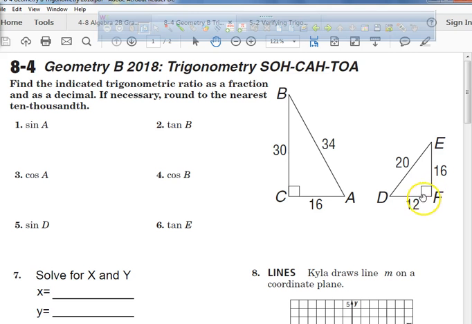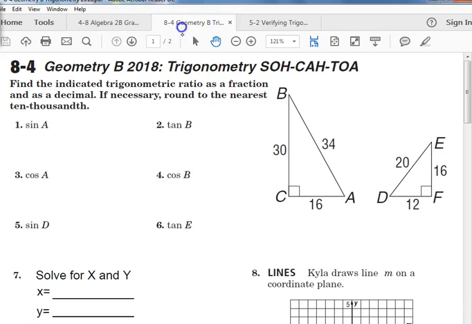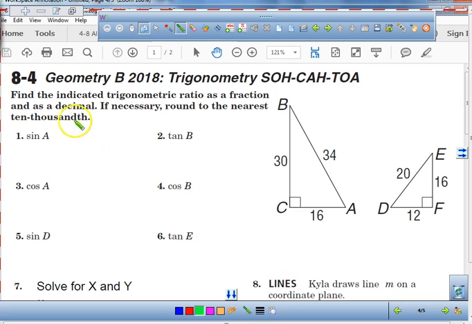All right, right now we're going to do problems numbers 1 and 2, and then you're going to do the rest, 3, 4, 5, and 6, on your own. Problem number 1 says we need to find the sine of A. So I want you to shade in A. Here's A right there.